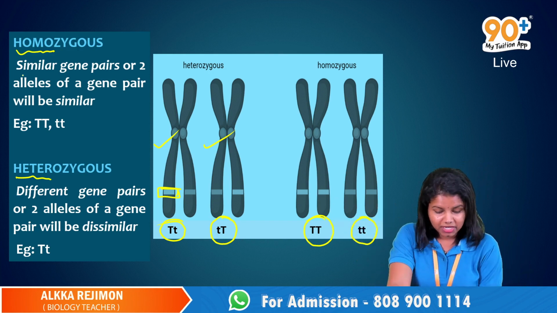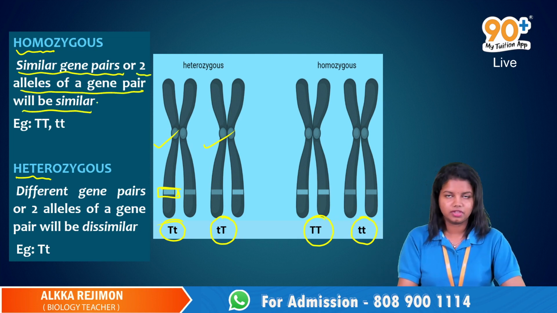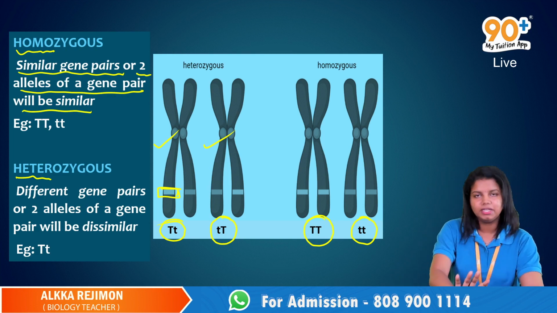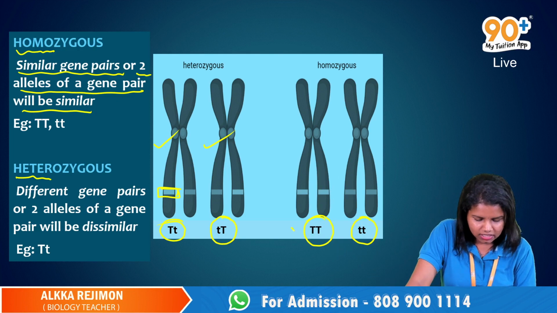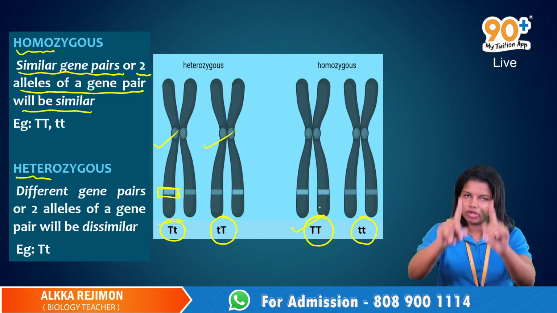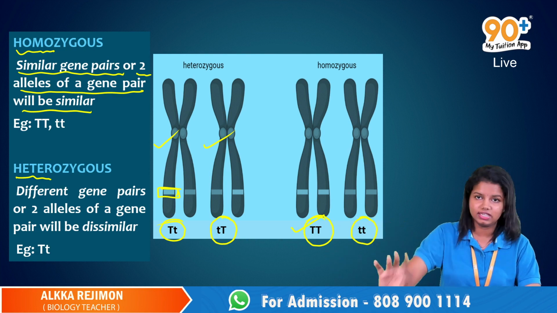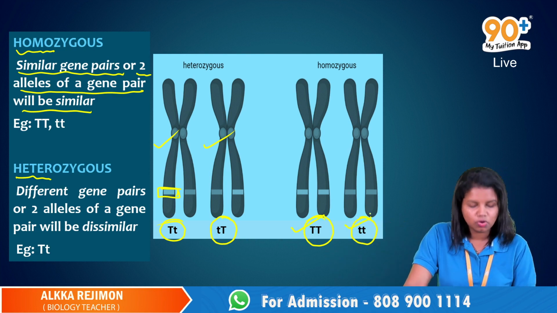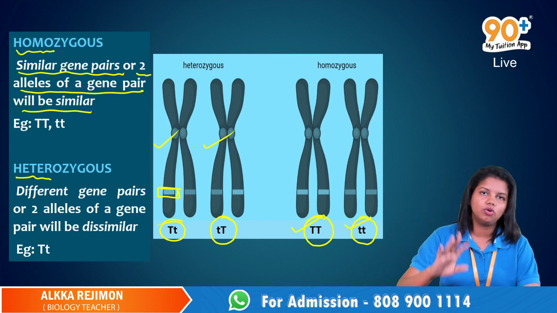In the definition we can see, similar gene pairs, or the 2 alleles of a gene pair, will be similar. If the alleles are similar, then you call it homozygous. Here you can see capital T, both are the same allele. It is similar to each other, so you call it homozygous. And here you can see small t, both alleles are similar, so you can call it homozygous.